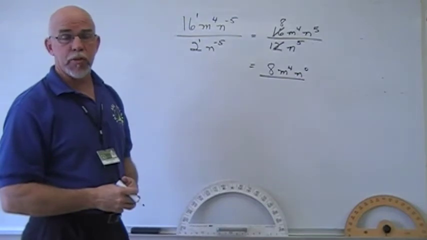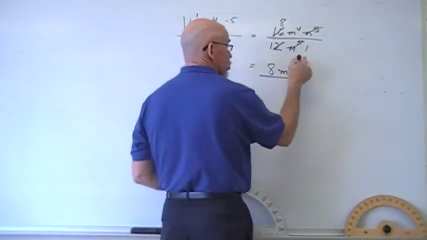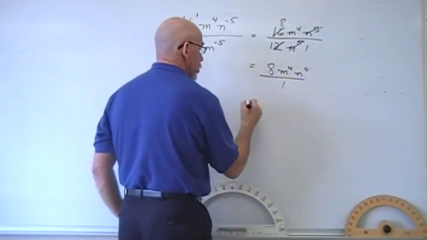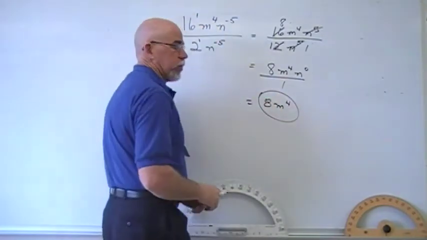What's N to the 0 power? It's 1. So it actually disappears. And so what's left down here is just a 1. Again, we don't write denominators as 1. And that's what that expression simplifies to.